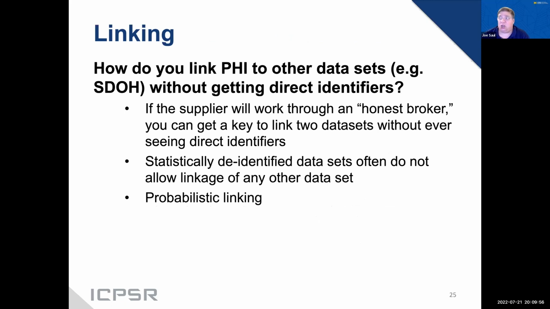How do you link PHI to other data sets without getting direct identifiers? Sometimes you're not allowed to. Sometimes you can use probabilistic linking. Other times you may be able to work with a supplier to work through a third-party honest broker, where the honest broker sees identifiers but not data, and you get back data with no identifiers. But this is an awkward situation because you won't always have permission to do it. And at ICPSR, we often don't allow linkage to our social science data sets either. So it's a broader issue.